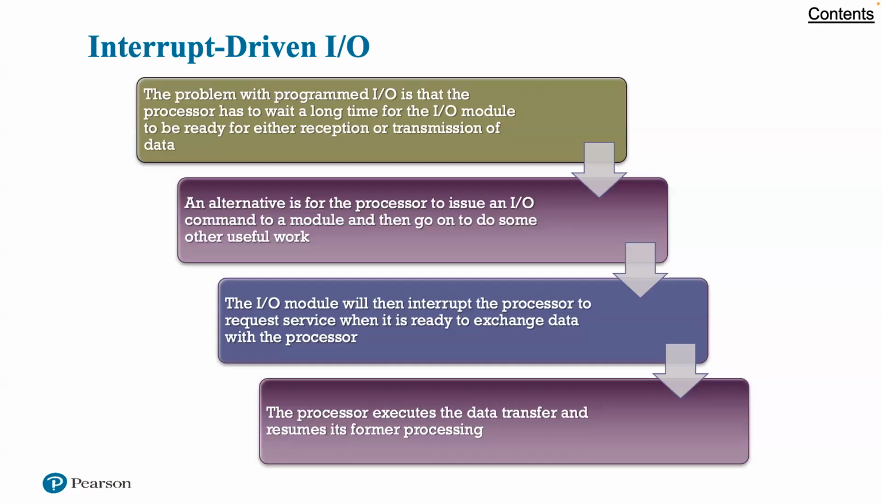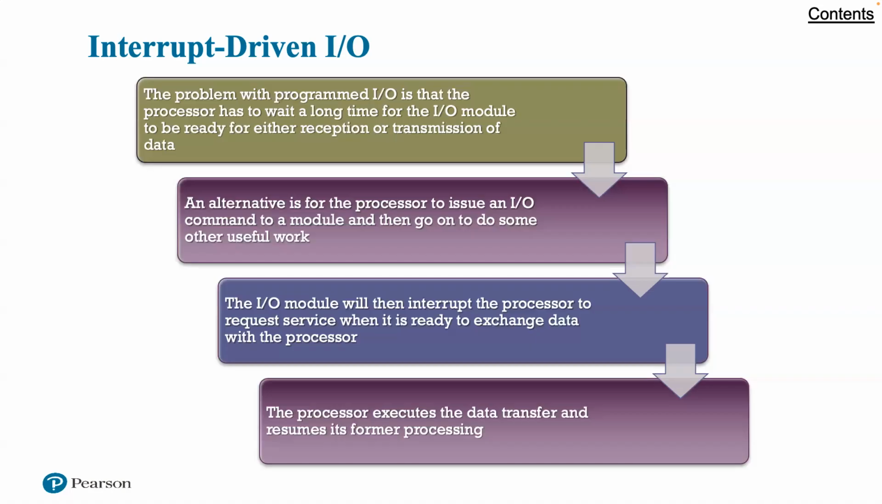From the processor's point of view, the action for input is as follows. The processor issues a read command. It then goes off and does something else. For example, the processor may be working on several different programs at the same time. At the end of each instruction cycle, the processor checks for interrupts. That's something you can go back to figure 3.9 in chapter 3 if you'd like.